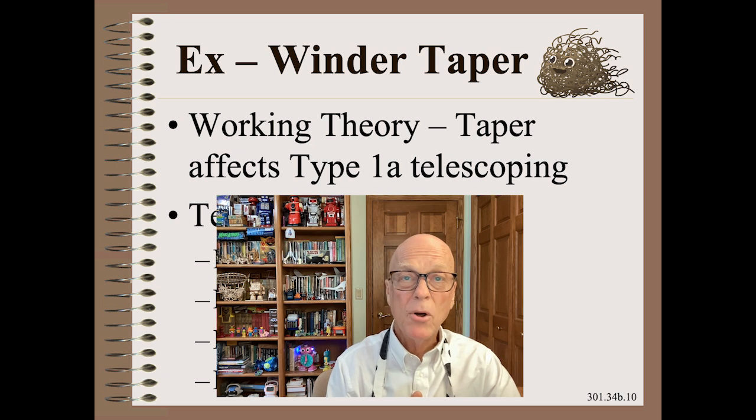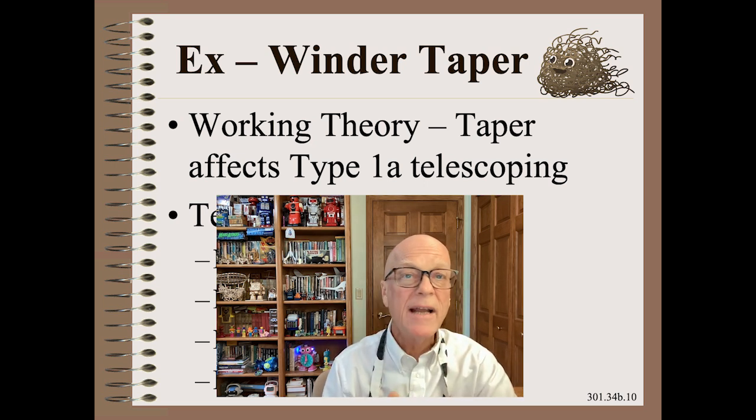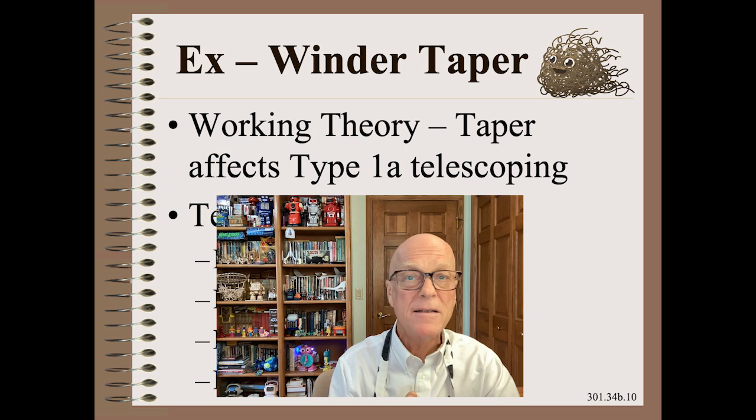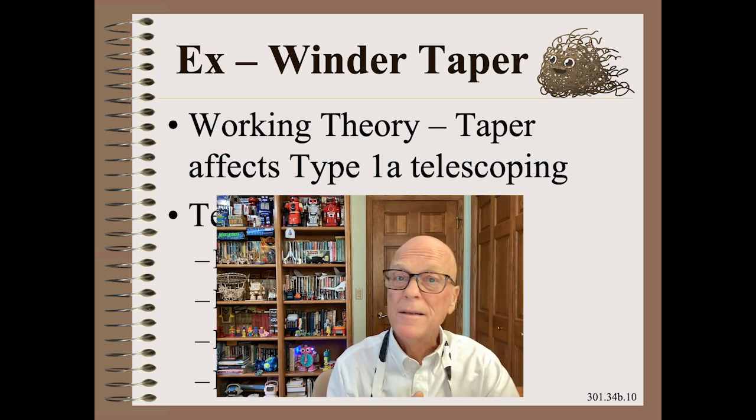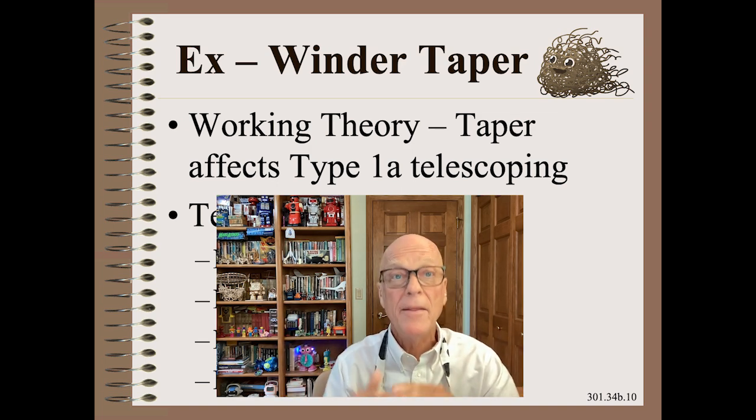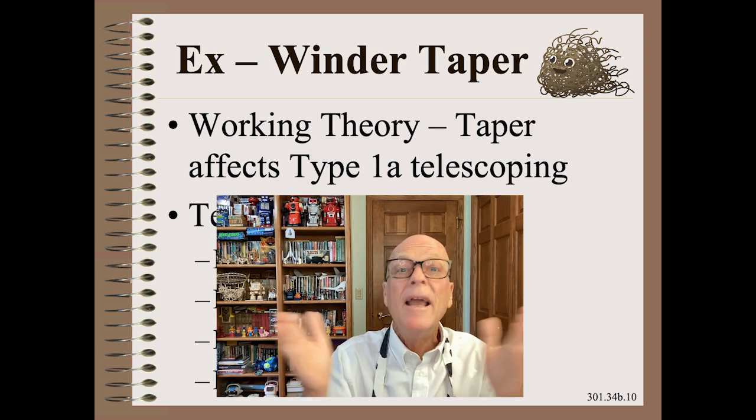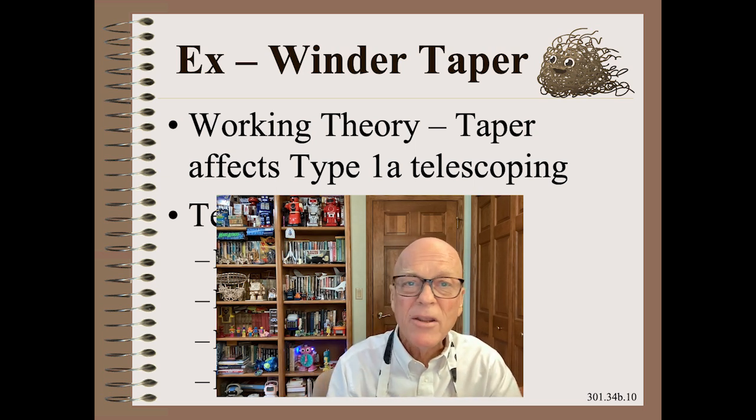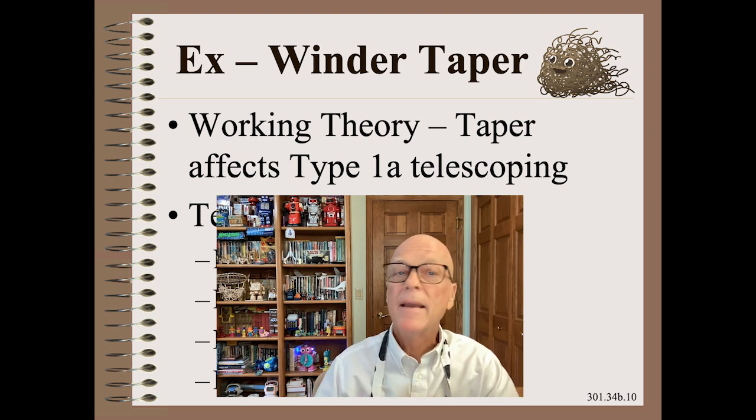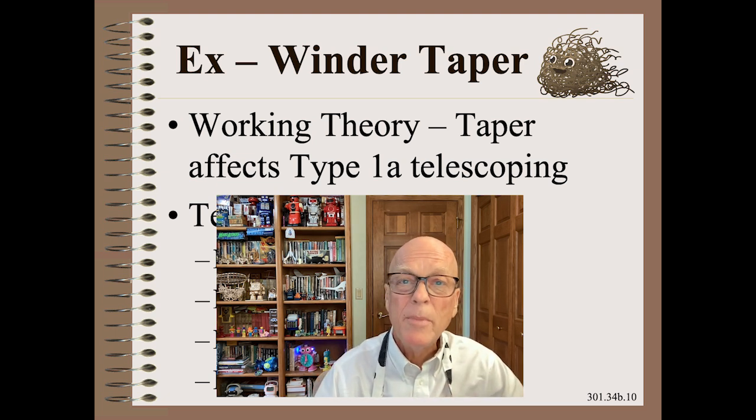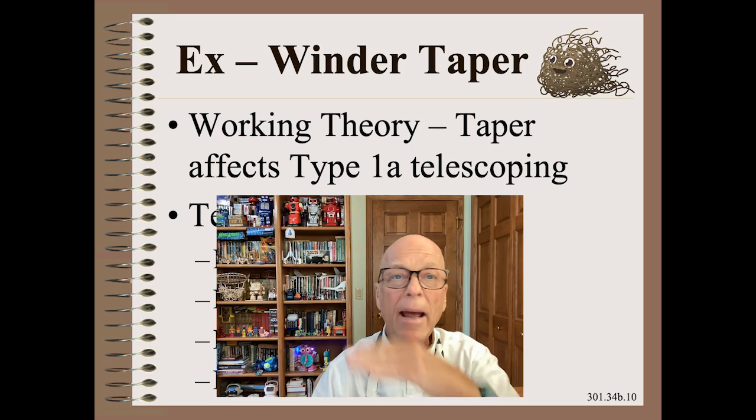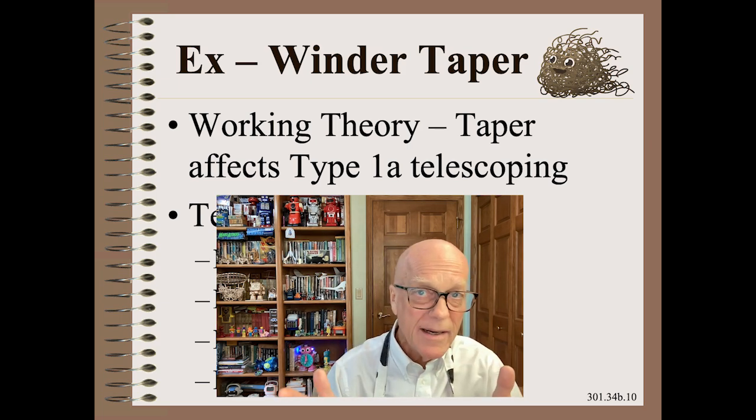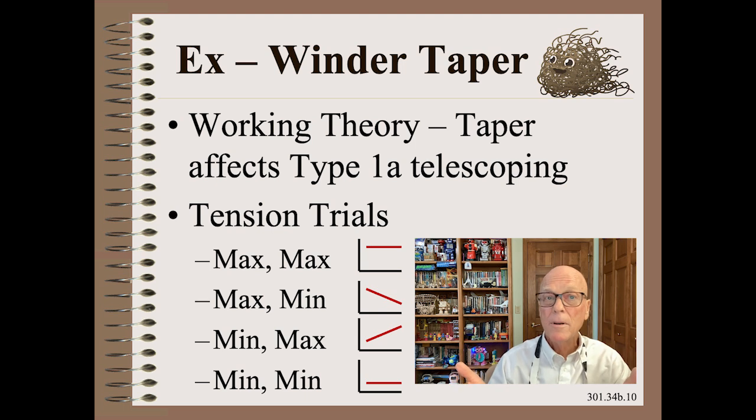In this next example, we will define a working theory that taper tension affects type 1A telescoping. Note how specific this objective function is. Not just any winding defect, but rather telescoping. And not just any telescoping, but rather type 1A, which is presumably the one that is troubling you the most. In any case, the temptation would be to vary the taper from min to max. However, that is short-sighted. What about no taper? Or how about reverse taper?